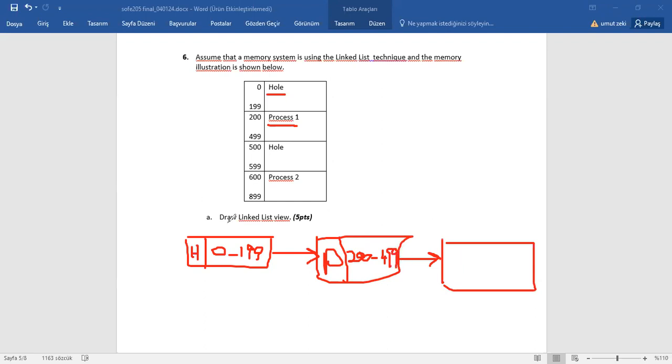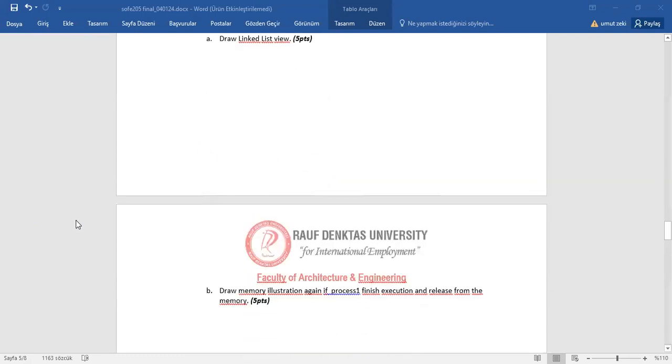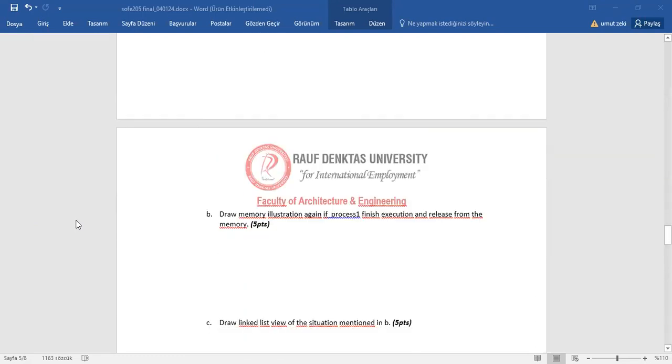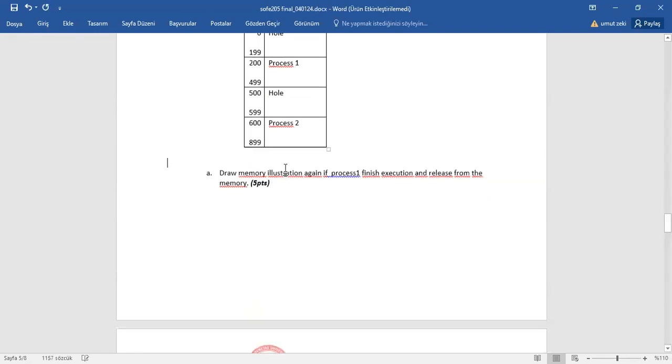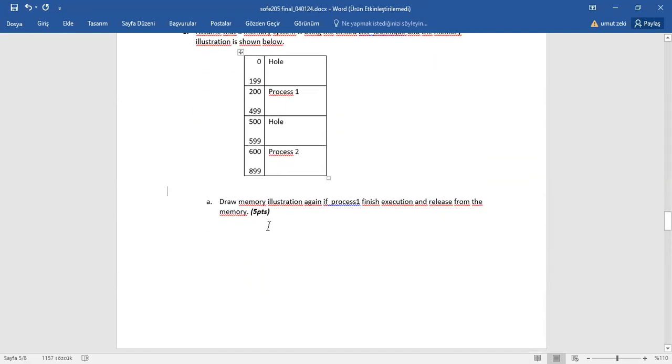It goes like that, okay? So if I ask you to link this view, you have to show it like this. If I ask you the memory illustration, you have to show it like this. In the second question, I put it like that. This is part B.